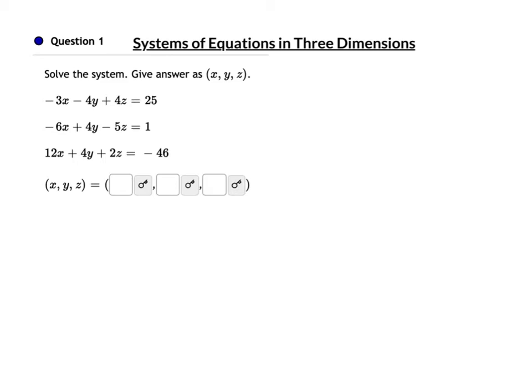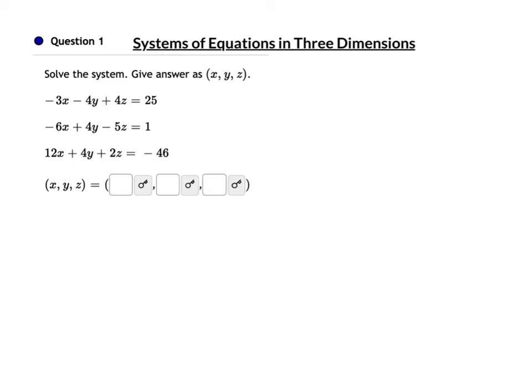Remember, the process is to pick a pair of equations, eliminate a variable. I would eliminate, say, x, and then use the equation we haven't touched yet with one of the other equations, eliminate that same variable, and then solve the system. The last step then is to plug the 2 variables you solved for in one of the original equations and find the third variable. So let's use the y's.